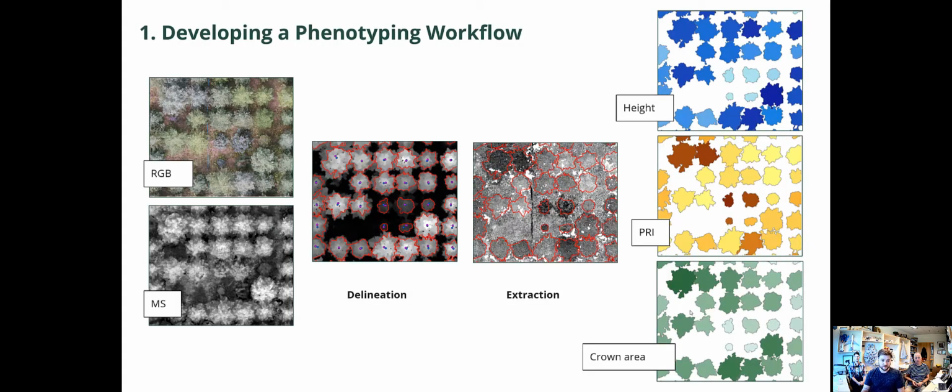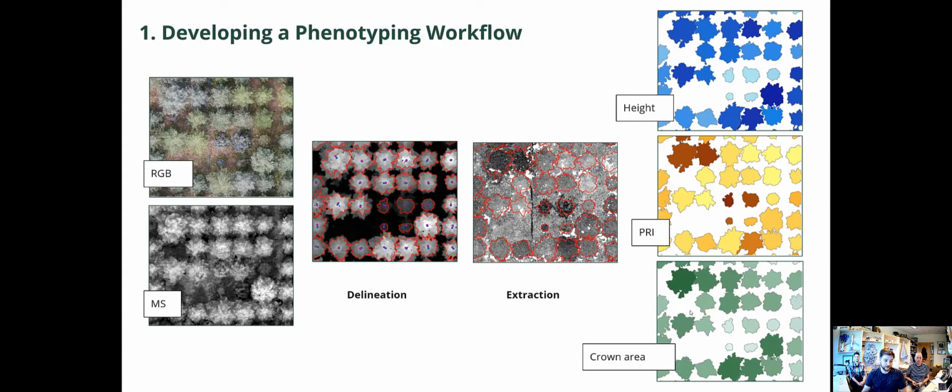A lot of my work so far has been around developing a phenotyping workflow. There are many different types of trials in British Columbia, and it's very important to be able to accurately combine data sets, delineate tree crowns, and extract meaningful data for a range of different trial types in different environments.